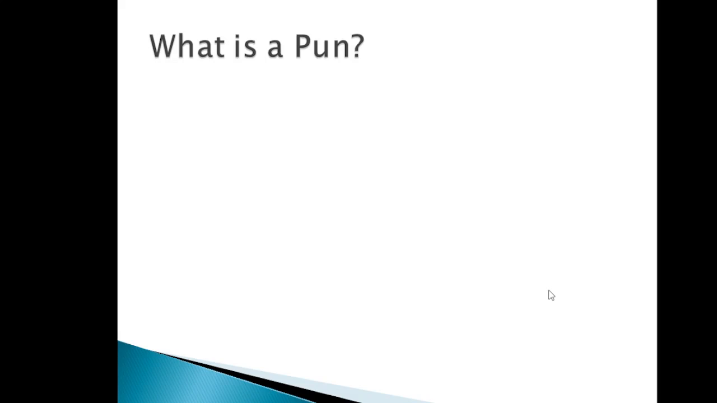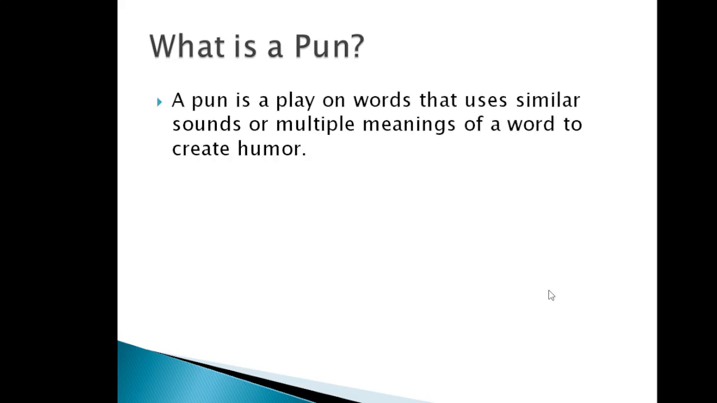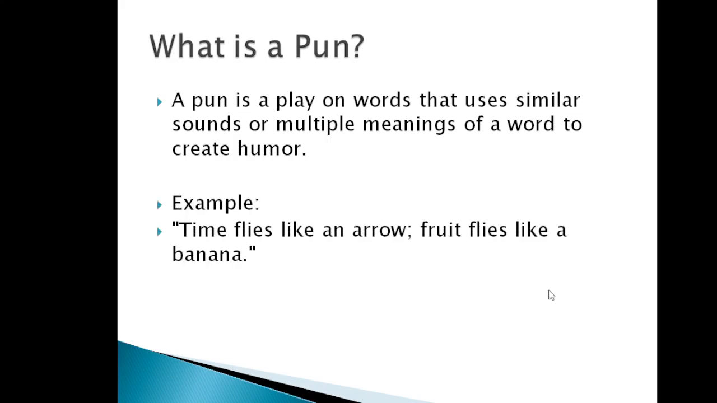So what then do we refer to as poem? Poem is a play on words that uses similar sounds or multiple meanings of a word to create humor. An example can be: time flies like an arrow, fruit flies like a banana. In this example, the first part, time flies like an arrow, means that time passes quickly.